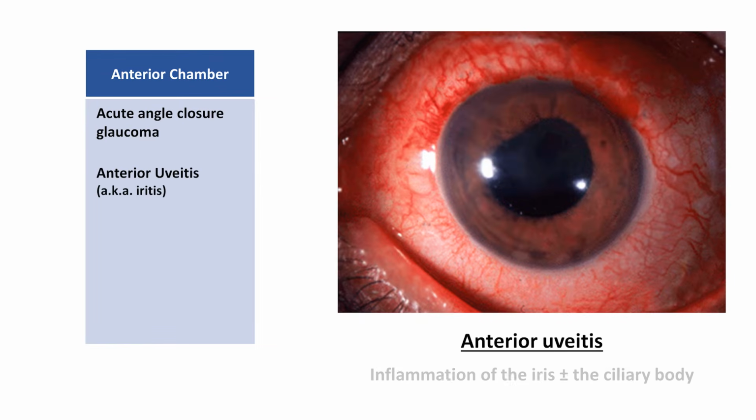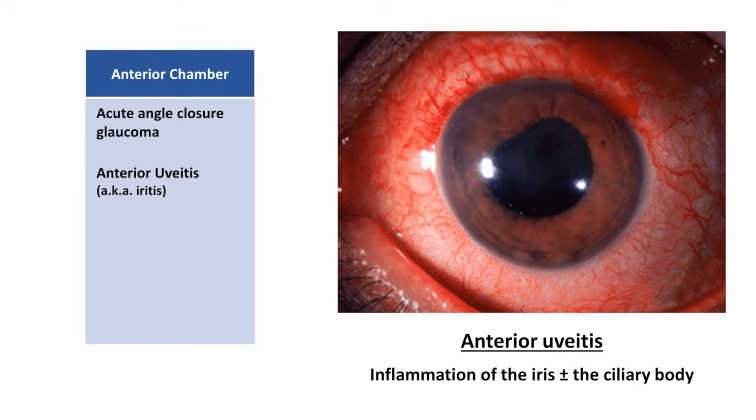Anterior uveitis is inflammation of the anterior portion of the uvea, that is, the iris plus or minus the ciliary body. In this example, we can see the ciliary flush that was also present in one of the examples of keratitis. And although the dilated pupil is uncommon in uveitis, we can see that it's irregular, suggesting a problem within the anterior chamber.